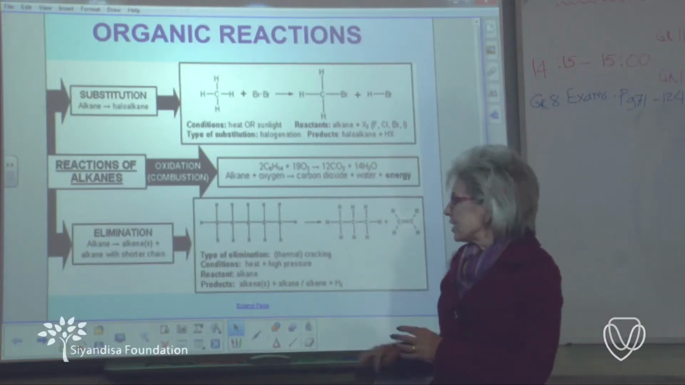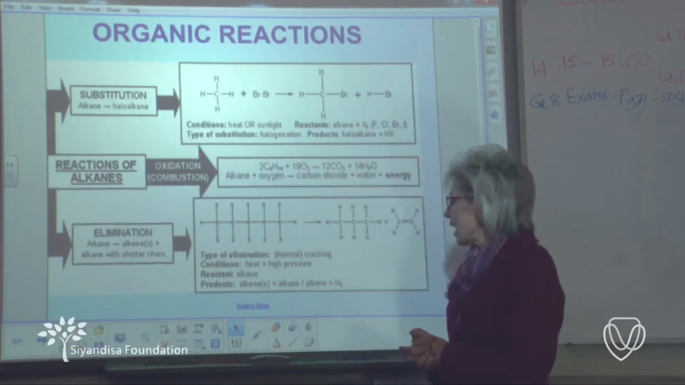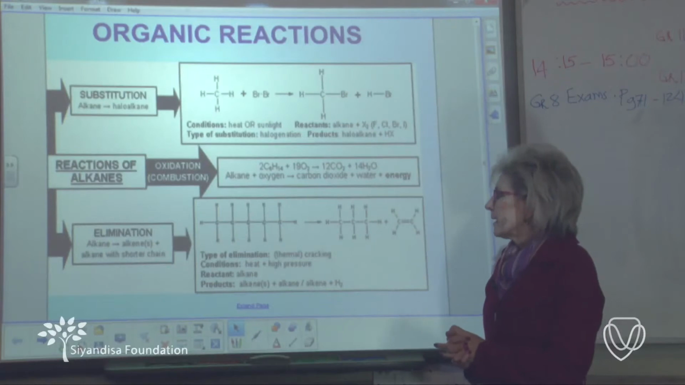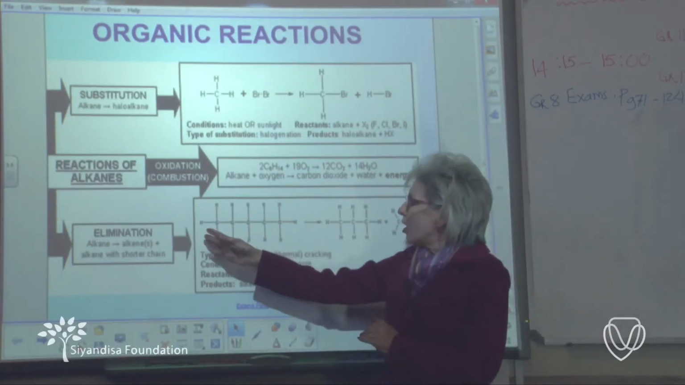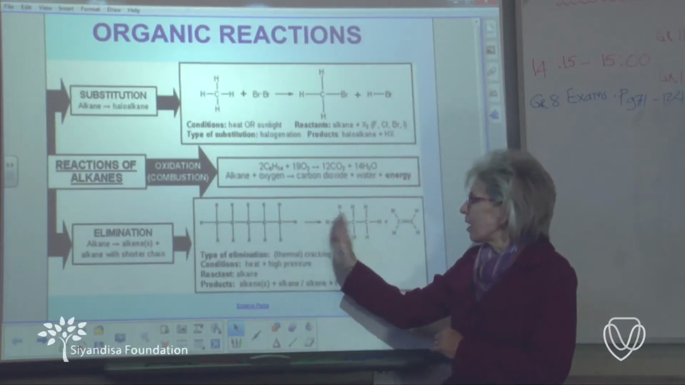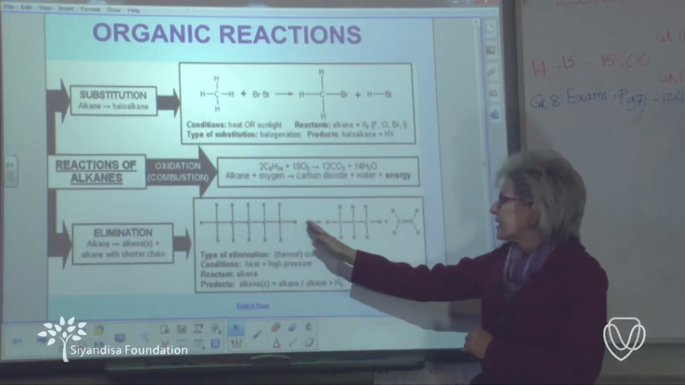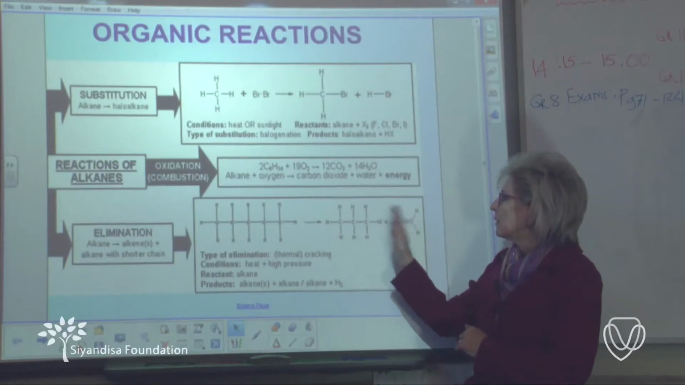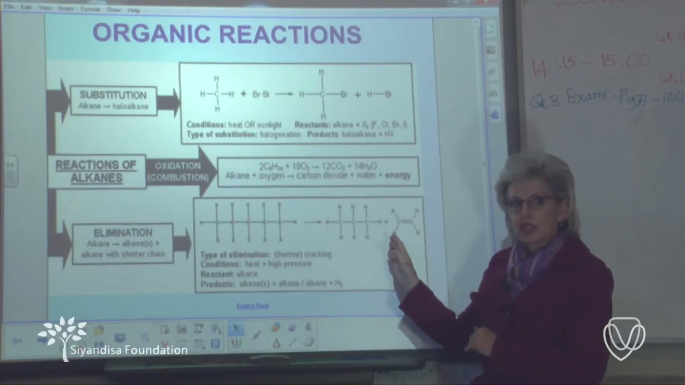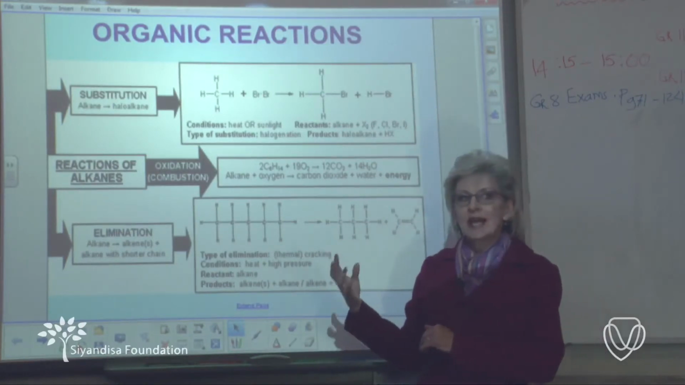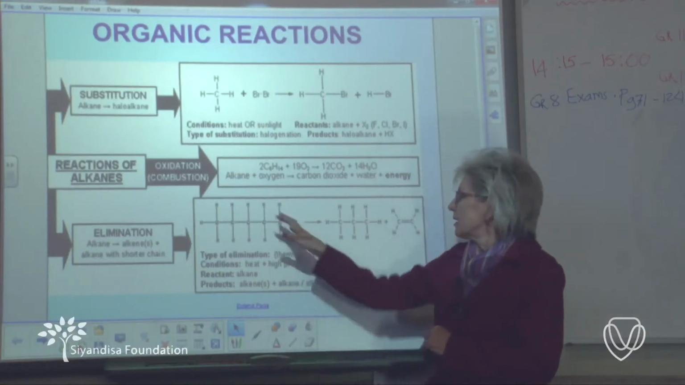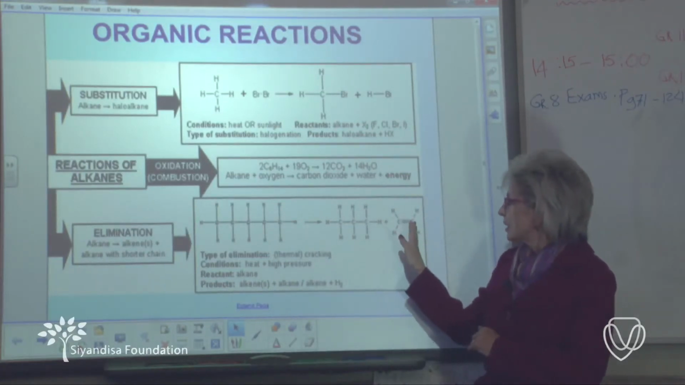Then elimination, which is also known as thermal cracking. This is where a long chain alkane, longer than the one illustrated here, is broken down into smaller, more usable portions because your very long chains aren't usable. So broken down into smaller, more usable portions.